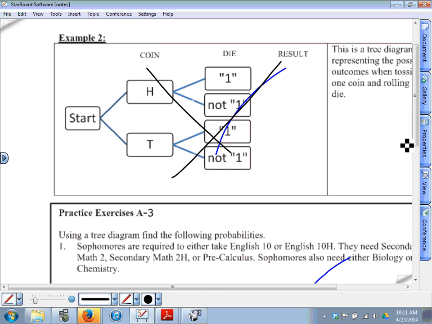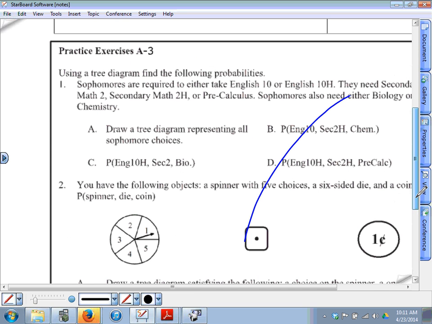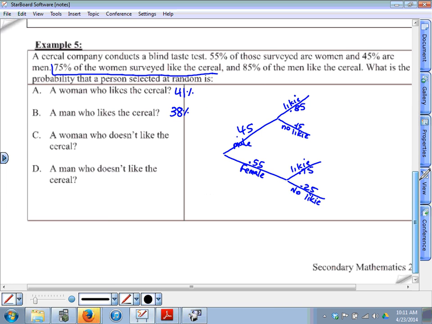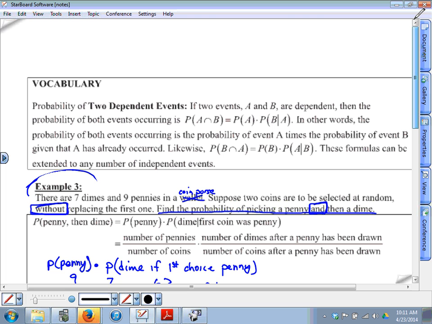Actually, we're skipping that example. We're skipping everything in this pack. We're skipping that. Go to the other page. Go to example 3 on that page.